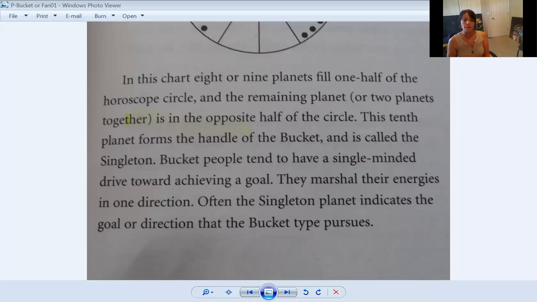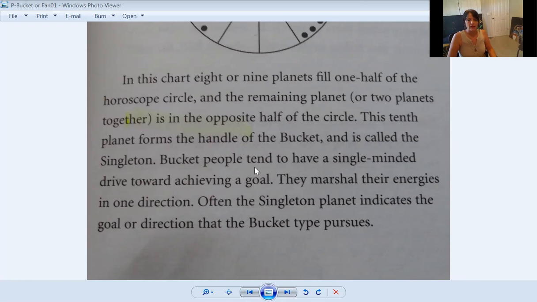The bucket people tend to have a single mind, drive toward achieving a goal. They marshal their energies in one direction, and often the singleton planet indicates the goal or direction that the bucket type pursues. I think I showed you, with the moon being opposite all of that stuff, it would be getting all of that energy from a lot of the planets being focused on that one singleton planet. This one breaks away from the pack, put it that way. So it's going to be the renegade.